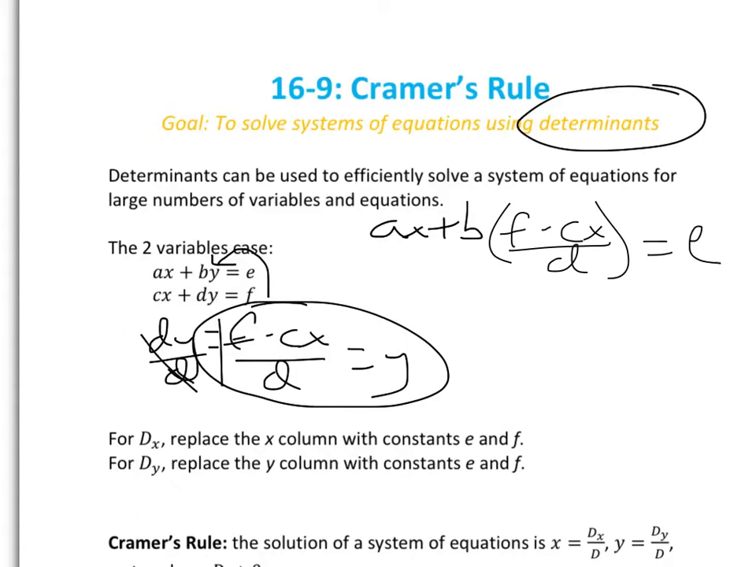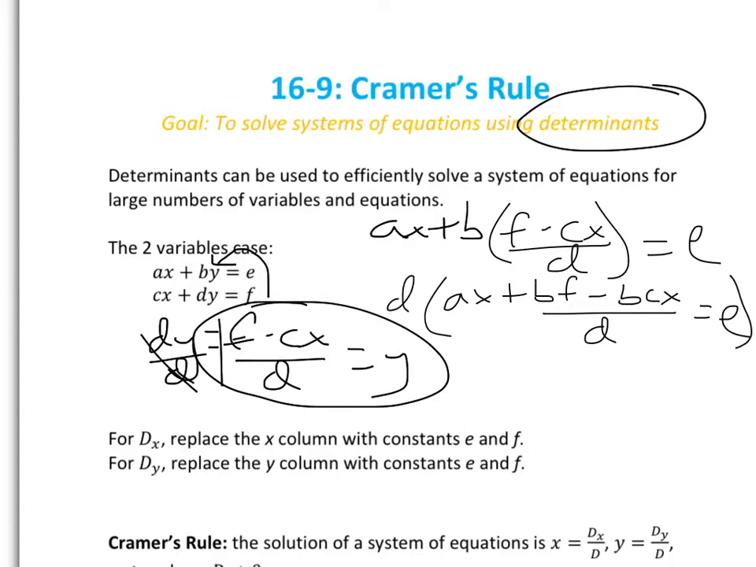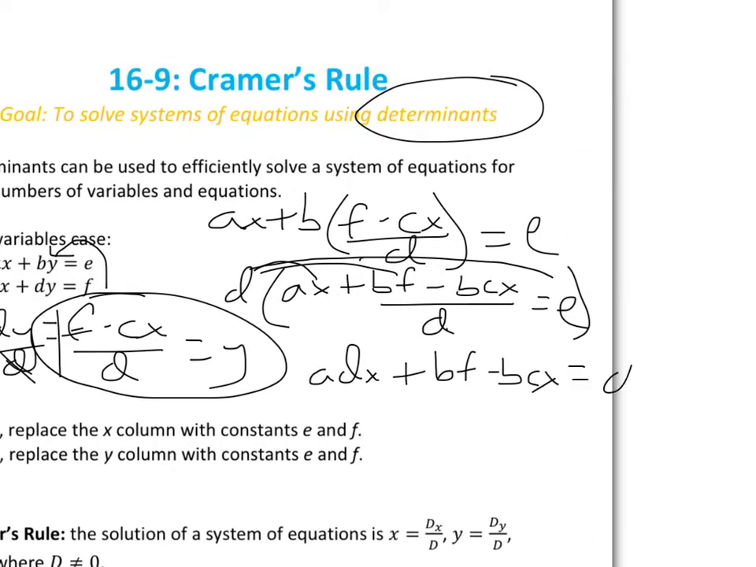Okay, now we need to solve for x here. That's what we're trying to do. So we have to distribute the b in. So we have ax plus bf minus bcx, this whole part over d, equals e. Well, that's a whole lot of stuff. We don't want to mess with that d in the denominator, so we can multiply the entire equation by d. Okay, so you have to distribute that everywhere to all three places, and we'll have adx plus, the d cancels out with this d, so we still just have bf minus bcx equals de.